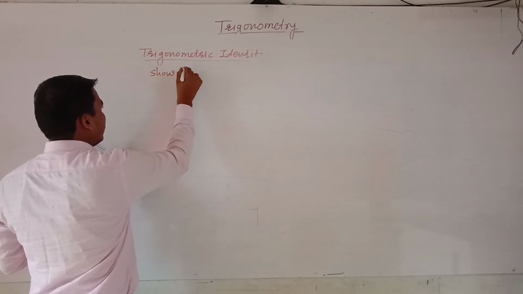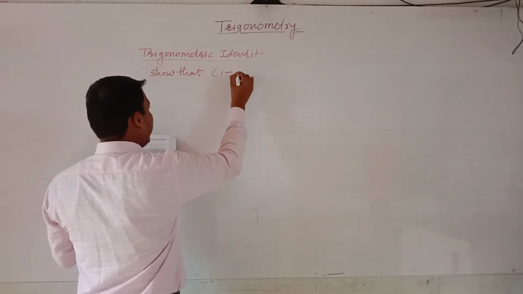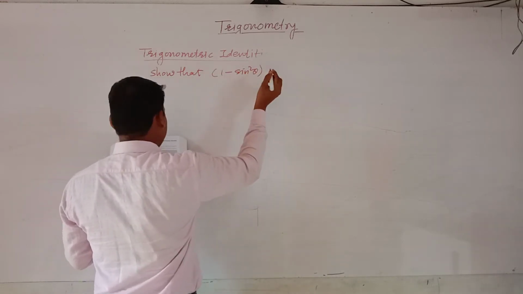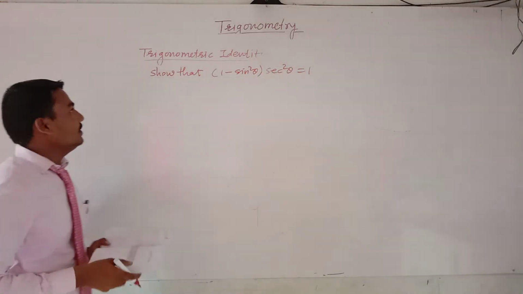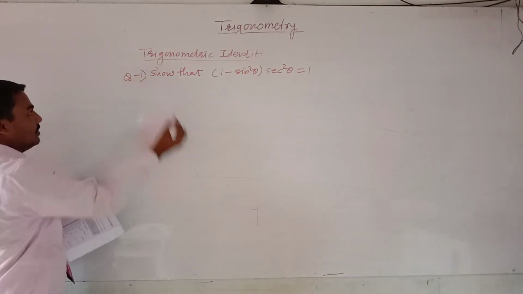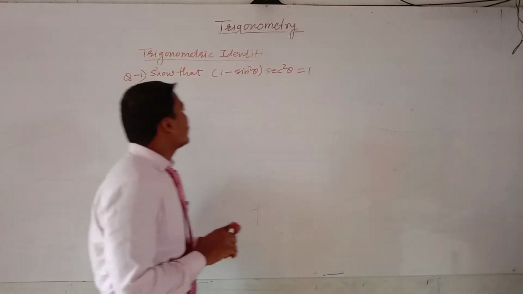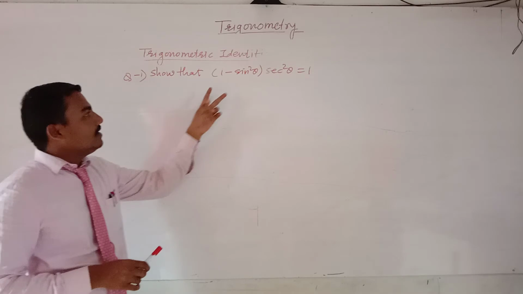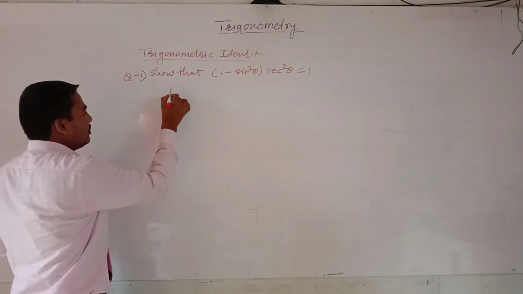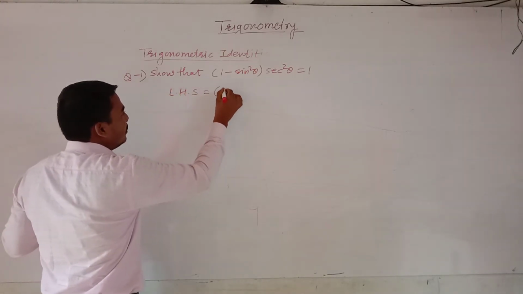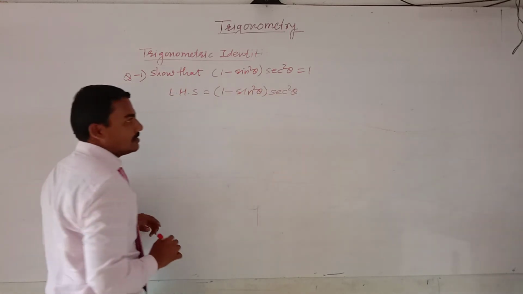Show that (1 minus sin square theta) into sec square theta is equal to 1. Okay, it is question number 1 we are going to see now. So show that in first bracket 1 minus sin square theta into sec square theta is equal to 1. So I want to take LHS is equal to (1 minus sin square theta) into sec square theta.